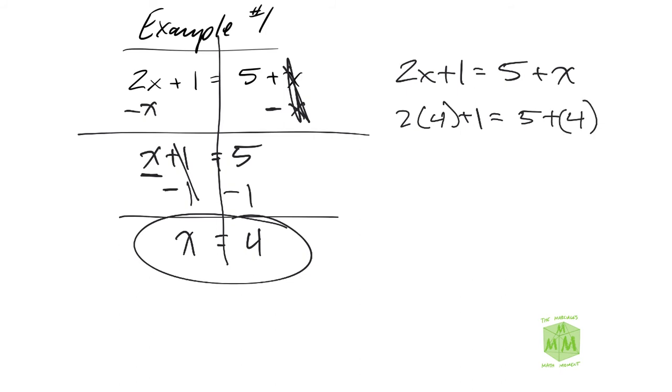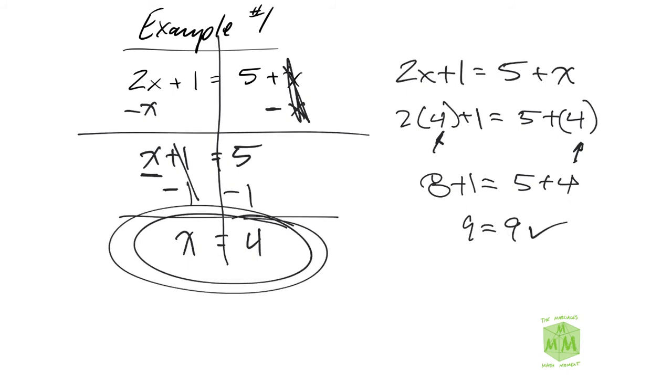I'm writing in parentheses because this is where the x used to be. 2 times 4 is 8. 8 plus 1, does that equal 5 plus 4? Well, they're both 9. So yes, this is our correct answer. Quick way to double check your work, make sure there were no errors.